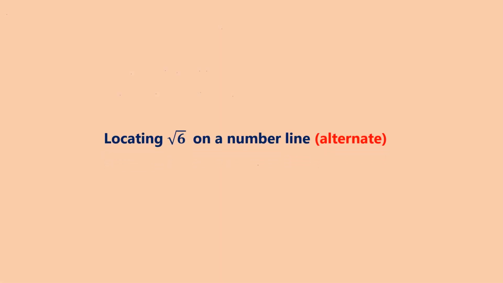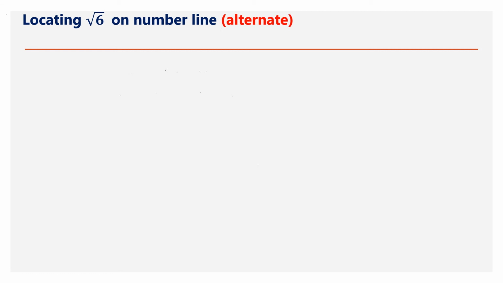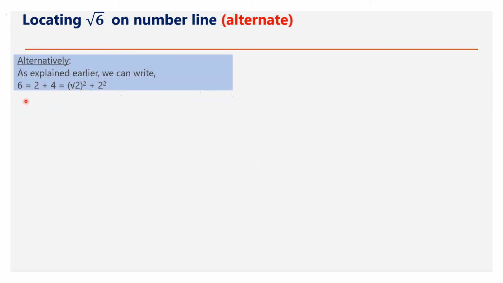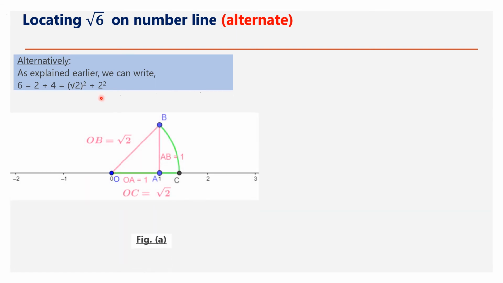Let us see one more combination to mark square root 6 on the number line. In this, we make use of the combination 6 is equal to 2 plus 4 is equal to square root 2 whole square plus 2 square. So first we need to mark square root 2, which we have already learned. How to mark square root 2?